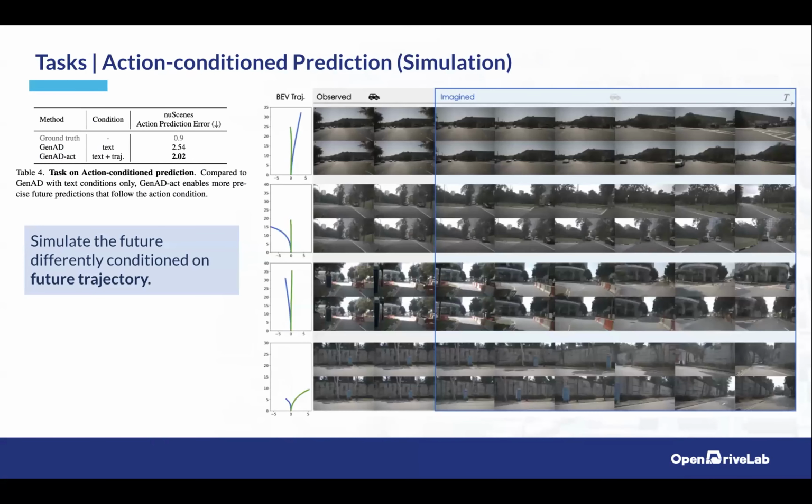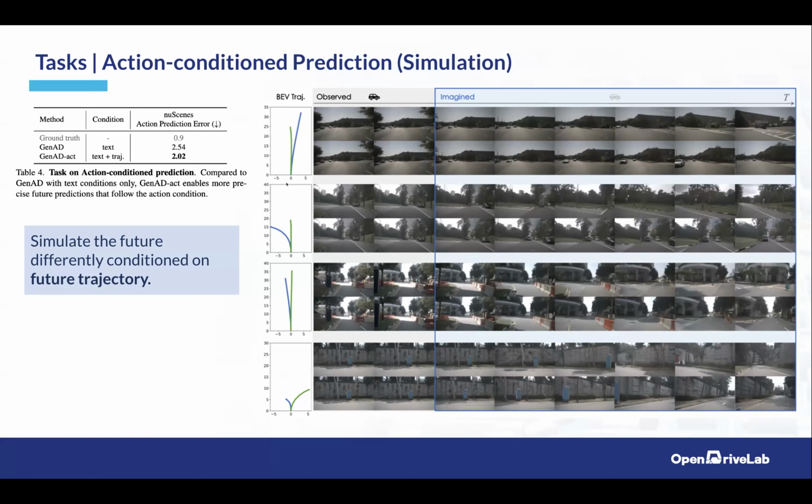Besides text, we can also fine-tune our model for action conditioning, so it behaves like a simulator in this task. Basically, we fine-tune our model on nuScenes, and we can inject the model with trajectories, and it can predict videos based on the conditioned trajectories.